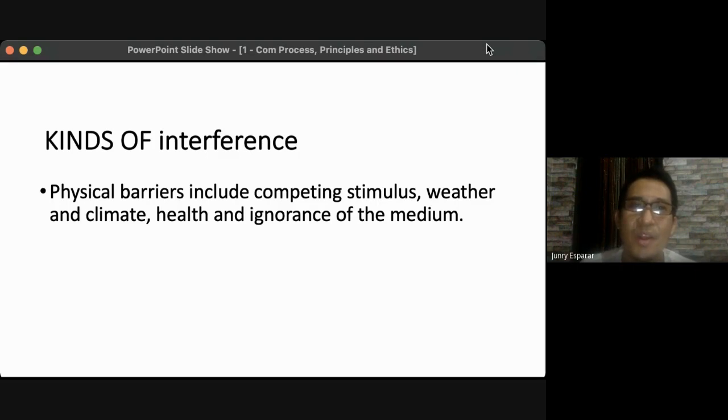Or health and ignorance of the medium. It could be ignorance of the medium, which means to say you don't know the language, for example. Okay, so that's one thing as well. And health, your personal health, especially when you are not in good condition.